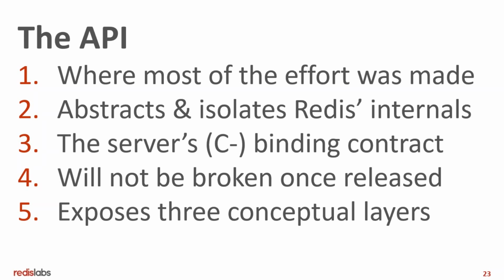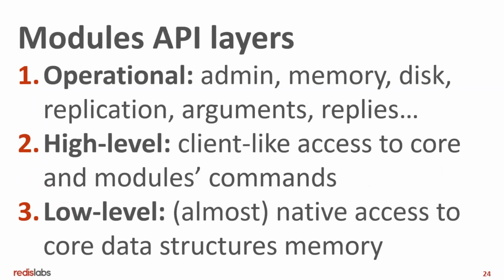You can see the API as divided into three main conceptual layers, which I'll describe right now. The first layer, which is probably the least interesting but still very important, is the operational layer. It consists of all the different calls and methods that you need in order to administer and manage your module inside Redis, whether it's registering it, accessing memory, doing replication, handling replies, and so forth.